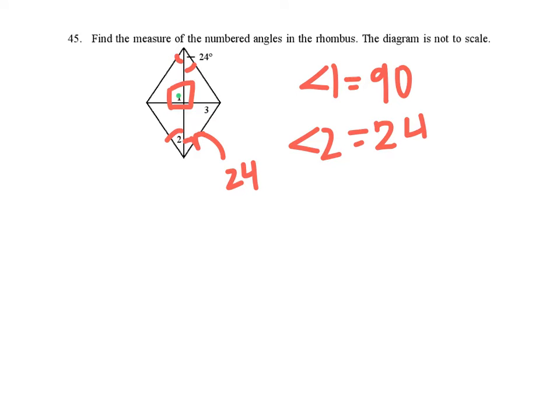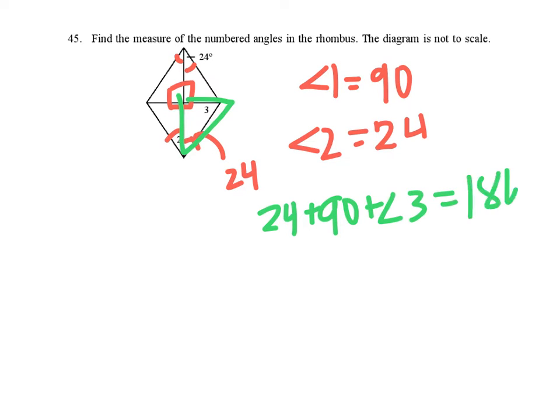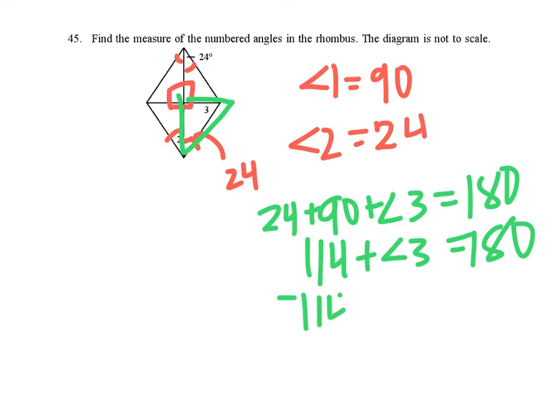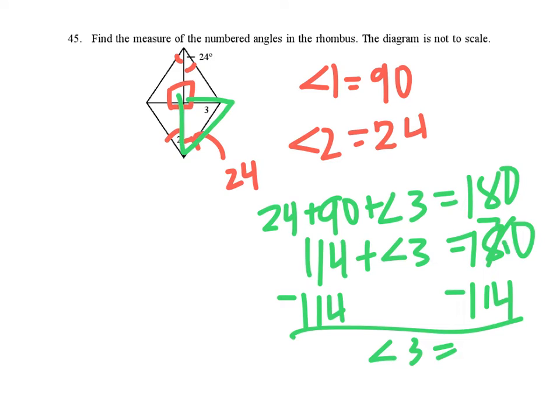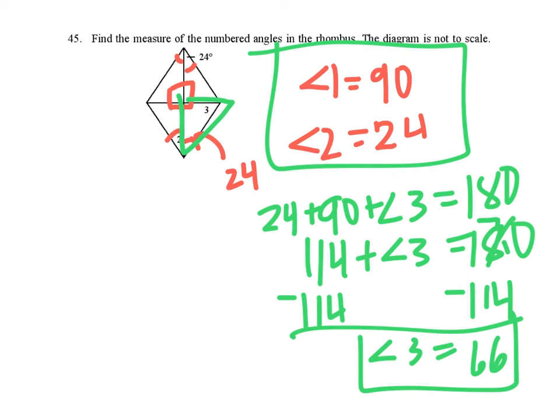And I notice I have a little triangle here and I have two of my angles. So I know 24 plus 90 plus angle 3 equals 180. When I add 24 and 90, I get 114 plus angle 3 equals 180. We'll subtract 114 from both sides, and we'll be left with angle 3 equals 66. And so our answers are 66, 24, and 90.